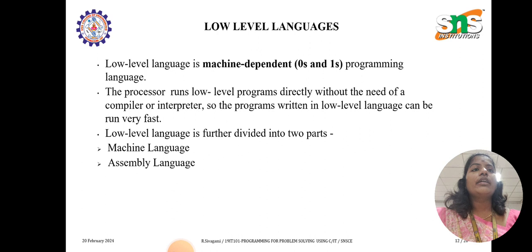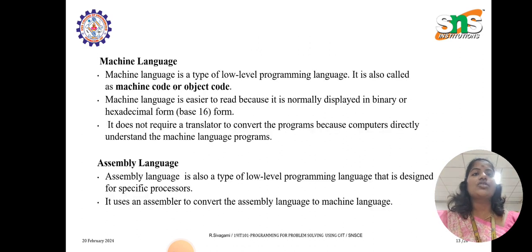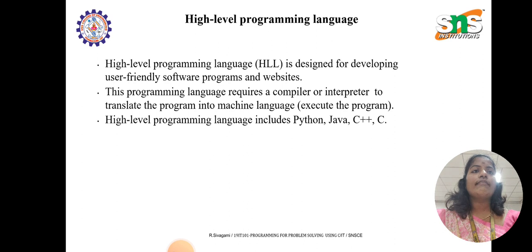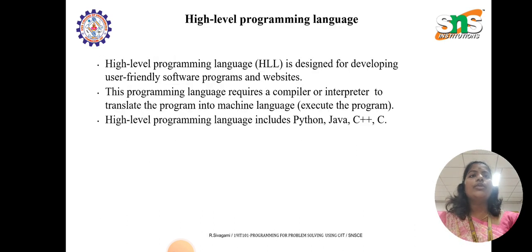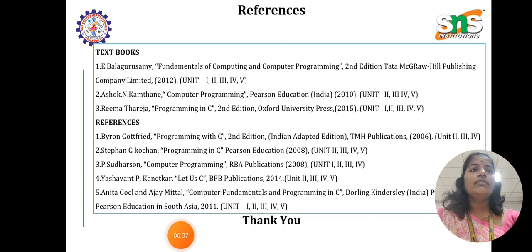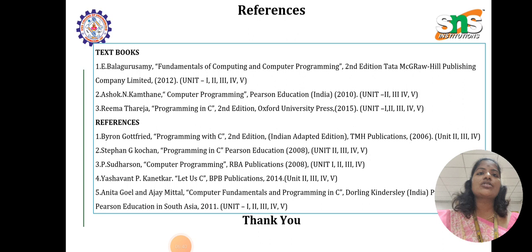And here I have given the middle level languages. The low level language is machine language. It depends on zeros and ones. Low level language is further divided into two types: machine language and assembly level language. Then we are going to learn about high level language programming and middle level languages. These we will discuss in another part of the video.